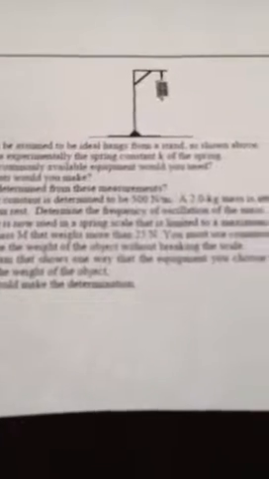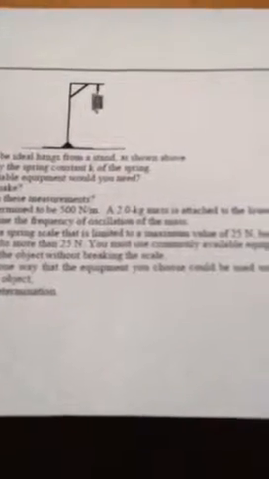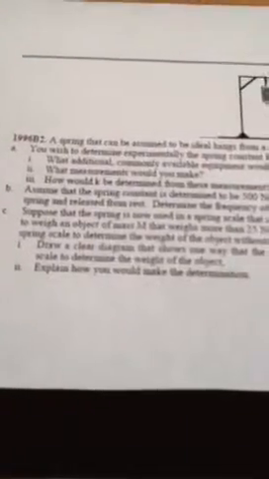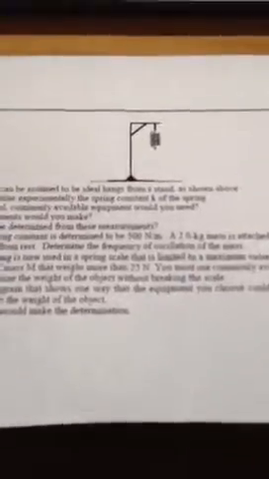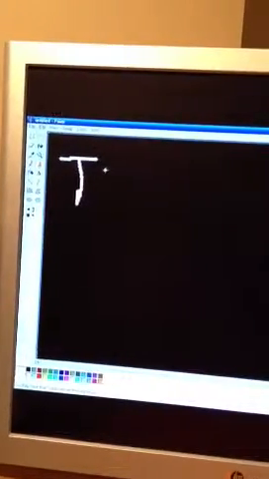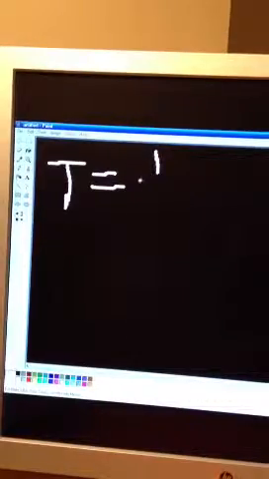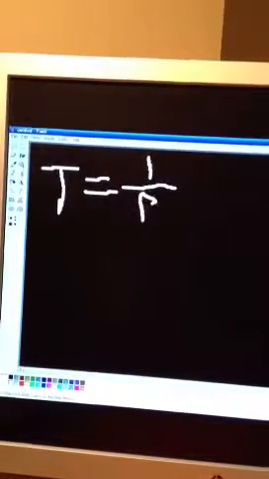Part B states, assume that the spring constant is determined to be 500 newtons per meter. A 2 kilogram mass is attached to the lower end of the spring and released from rest. Determine the frequency of oscillation of the mass. This problem wants to know the frequency of the mass. From our chart of equations we get that the period is equal to 1 over the frequency.